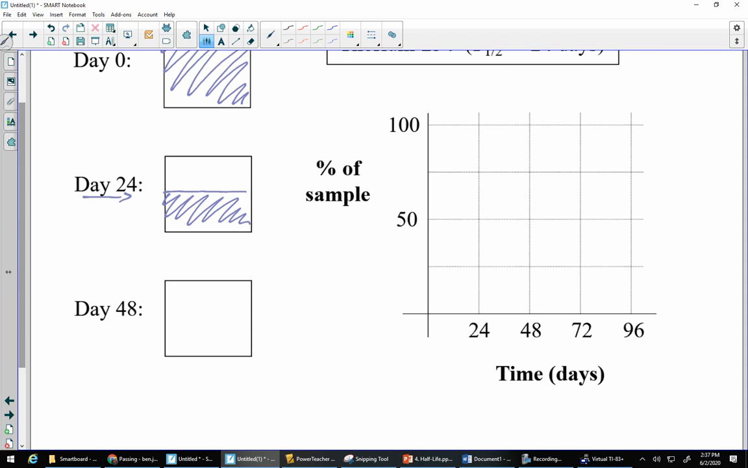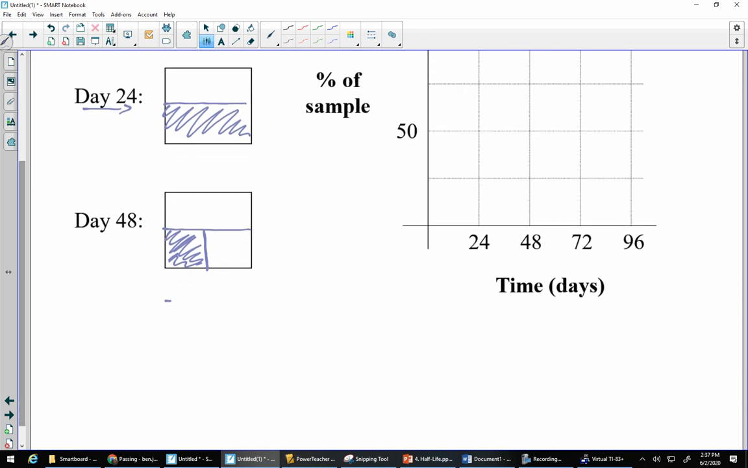Now I'd start with that half, and I'd say to myself, okay, well, after 48 days, that's another half-life. Your half is going to be cut in half again, or you're going to have a quarter of your original sample. After another one, I should attempt to draw this out here. After another one, so cut it into quarters. Now your quarter is going to be cut in half, or you're going to have an eighth, and so on, and so on, and so on.